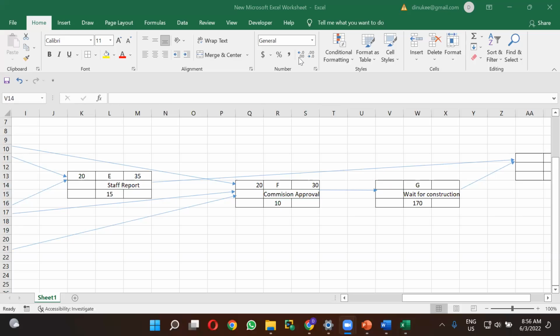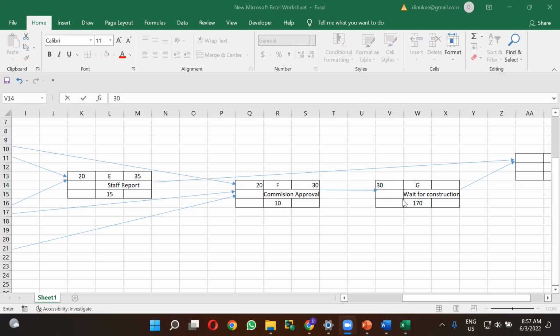What is the early start time for the G activity? Very good. For the G activity, you can see there is only one arrow coming, right? Therefore, you can take the early finish time which is in the previous node. The early finish time in the previous node is 30. Therefore, you can directly take that value as the early start time of G.